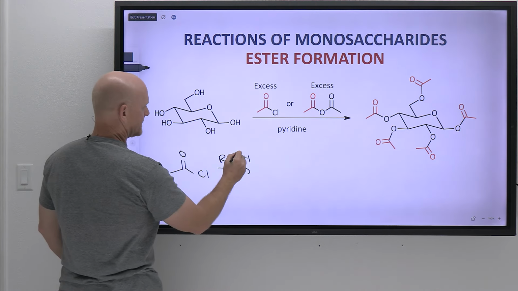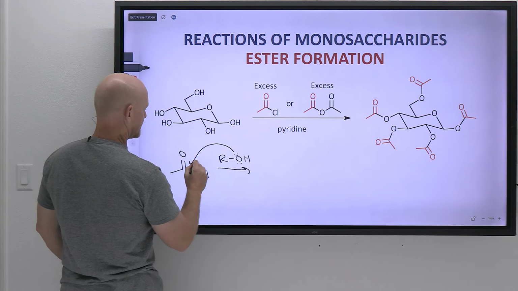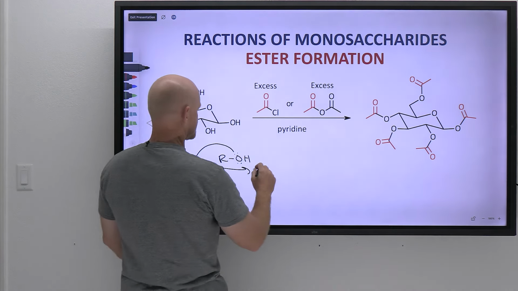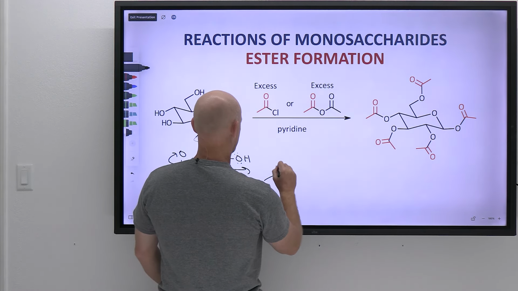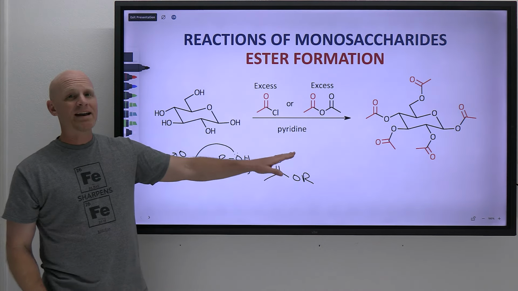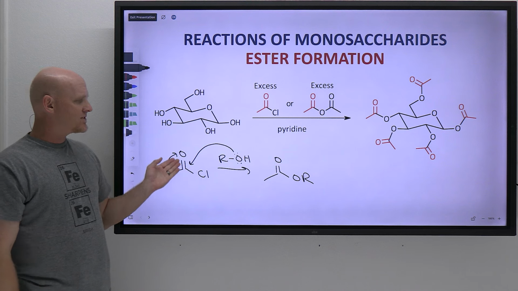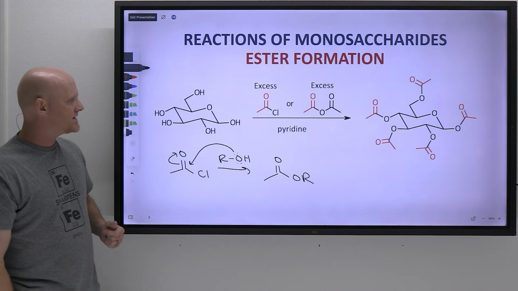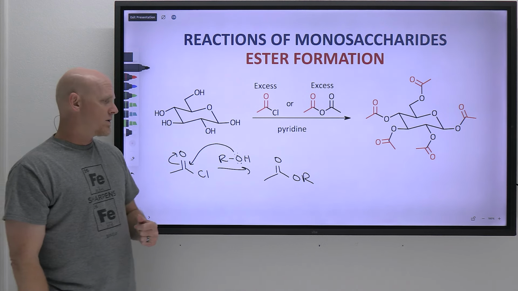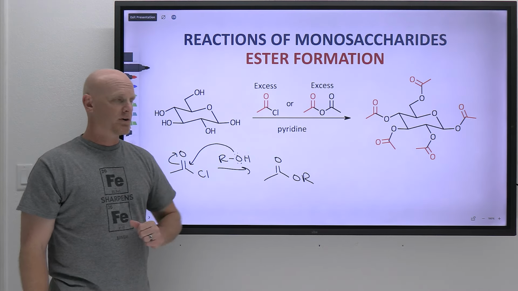We're going to do nucleophilic attack. We'll kick these electrons up, but they'll come right back down and kick off that chloride. Eventually it'll get deprotonated, and we will have formed an ester. You can do this with the acid chloride. You can also do it with the acid anhydride. And the idea is that in either case, you've got a pretty decent leaving group that's going to get replaced by that alkoxy group to result in an ester.